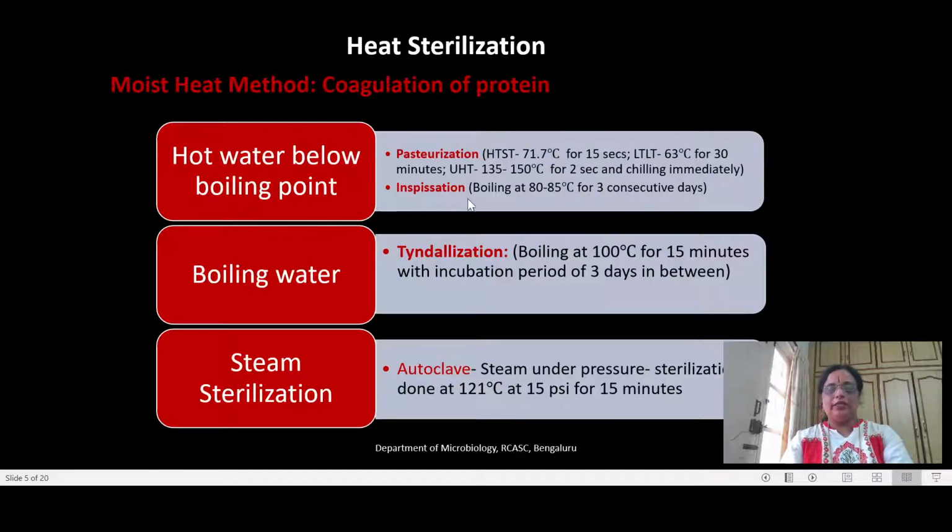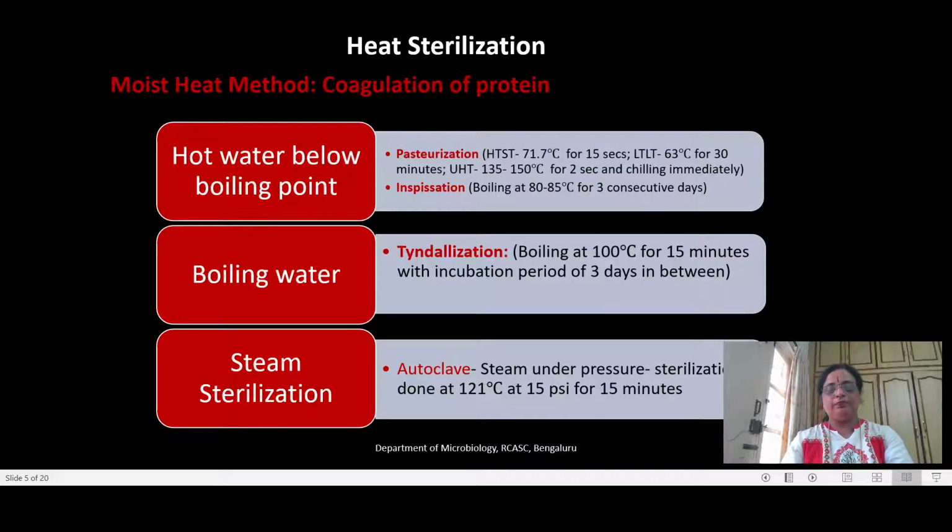So as I was mentioning, tyndallization is also called fractional sterilization. Here we are going to boil at 100 degrees Celsius, that is the boiling point of water, for 15 minutes, with an incubation period of 3 days in between. For 3 days we are going to incubate, and then again you are going to boil. If there are any dormant spores, they germinate, and again you are going to tyndallize or boil, and they get destroyed, and the cycle continues. That particular process is called tyndallization.